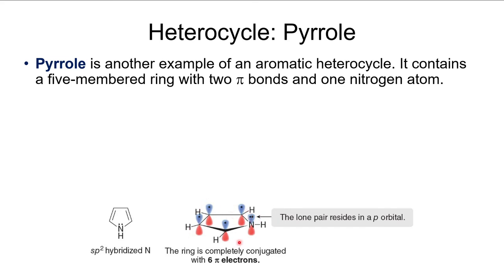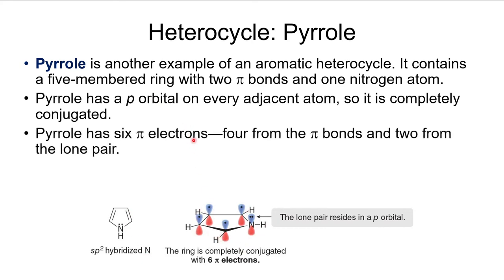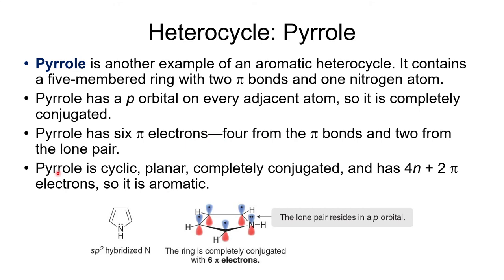That p orbital, because it is cyclic, because it is completely conjugated, because it is planar, we're going to find that this is definitely an aromatic compound. So all of the atoms have a p orbital. And because the nitrogen is donating two electrons, we're going to find that this is a six electron pi system. So cyclic, planar, completely conjugated, 4n plus 2 pi electrons, it is aromatic.